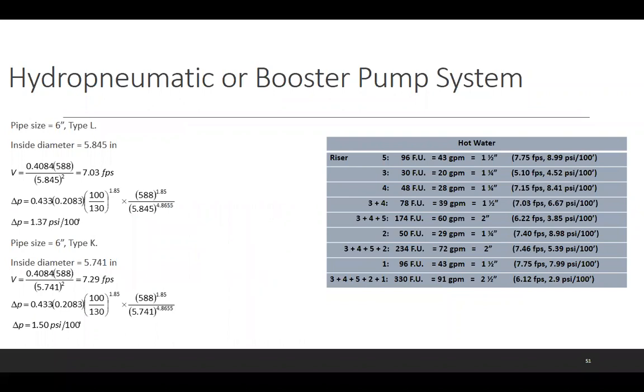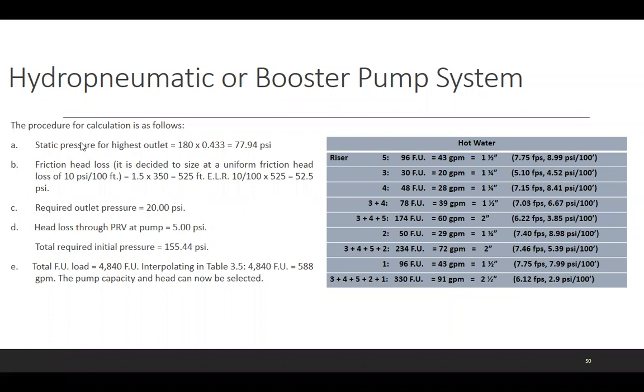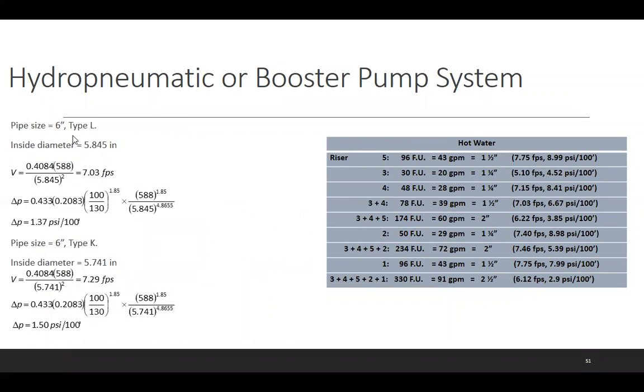Consider dito sa pipe size na 6 inches, type L, yung from pump to the hiwalayan ng hot and cold. Ang load mo doon is 4840 and that is 6 inches ang pumasok. So type L, inch diameter is 5.845. Velocity equals 0.4084 times 588 over 5.845 squared, equal to 7.03 feet per second. So ito pumasok sa atin, limit na 8 feet per second. So pwede mo ring gawin, equate mo sa 8, solve for diameter. So delta P is 1.37.